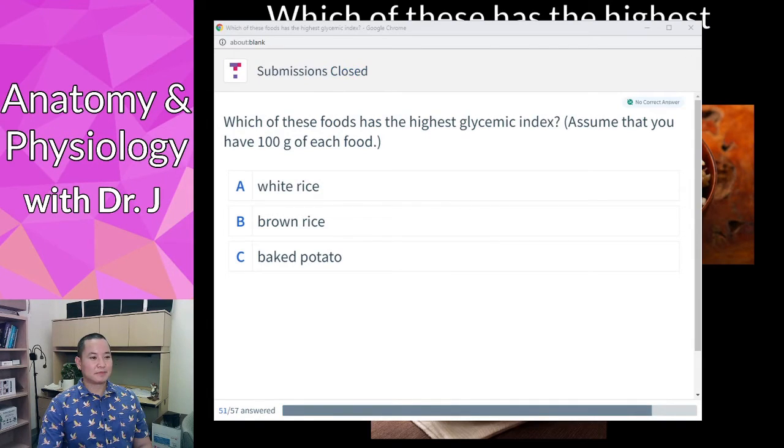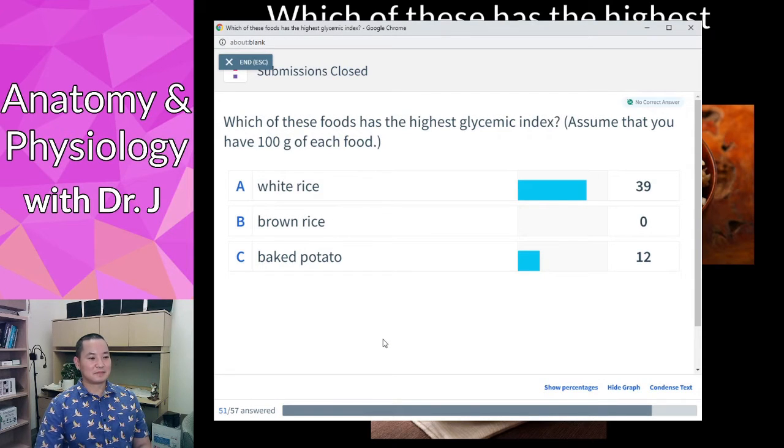Okay, let's see what people said. Most people think white rice has the highest glycemic index, and maybe second place baked potato, and nobody thought brown rice has the highest glycemic index. So let's find out the answer.